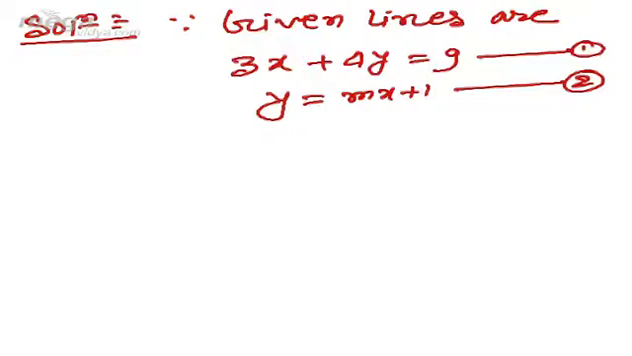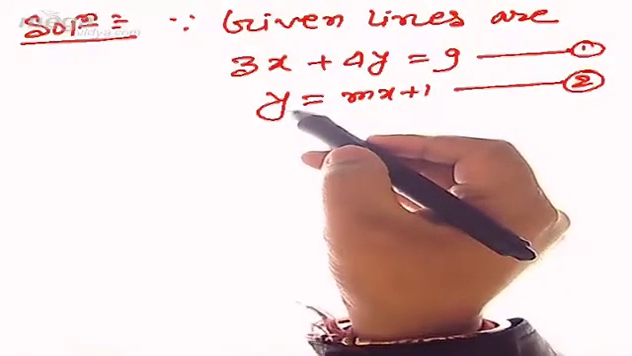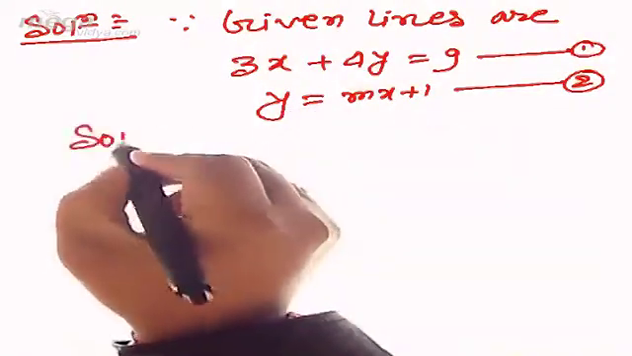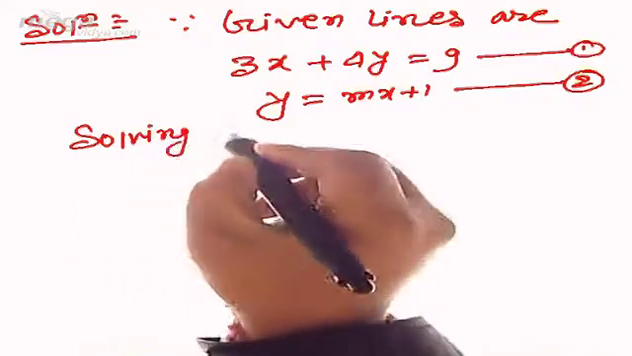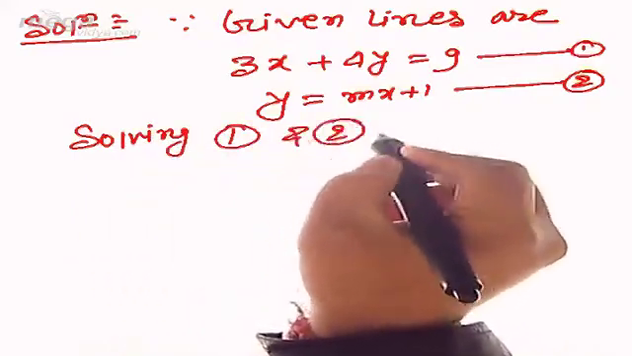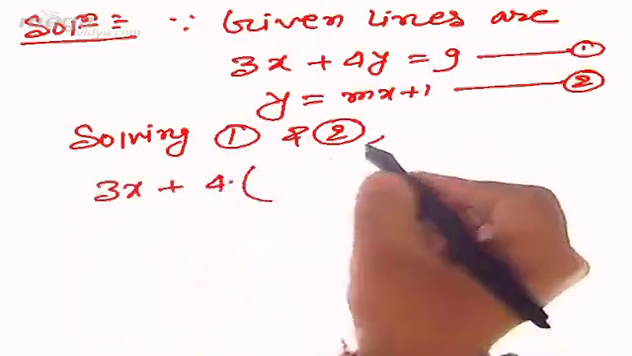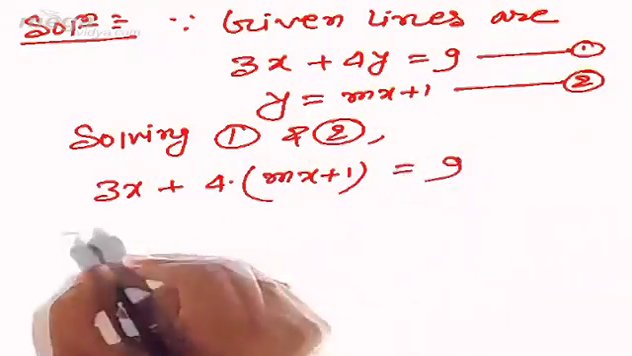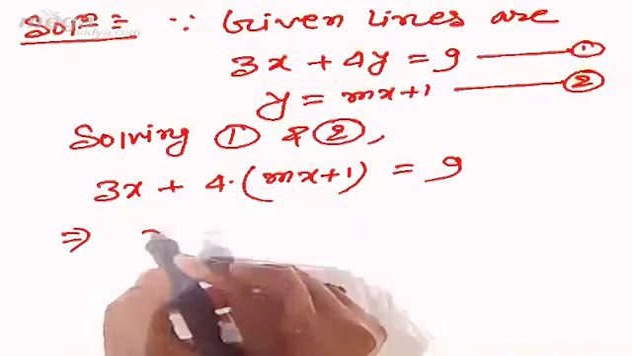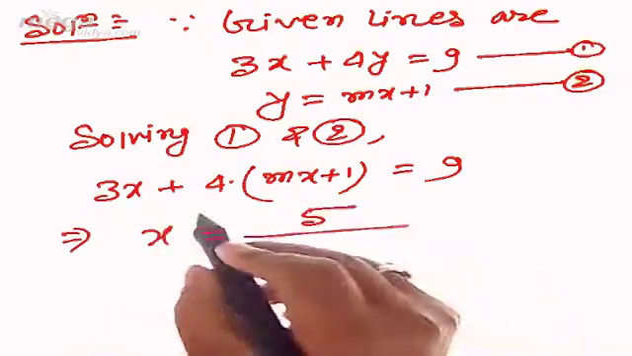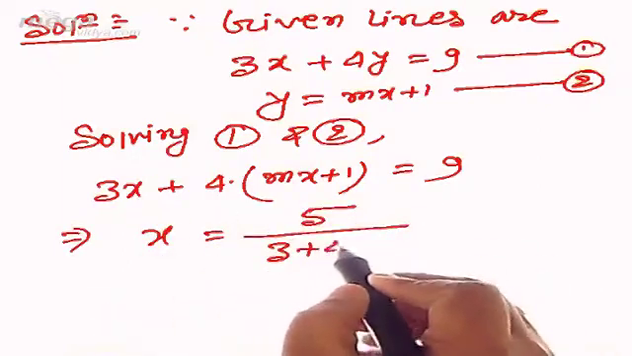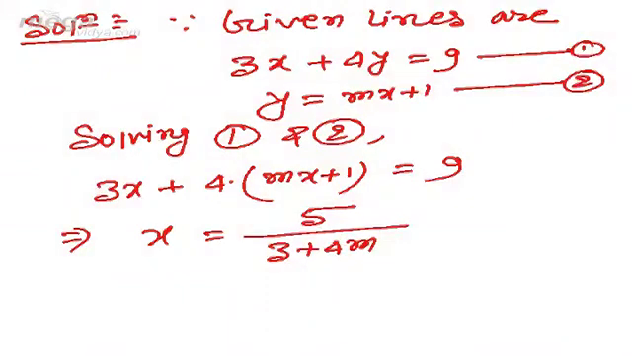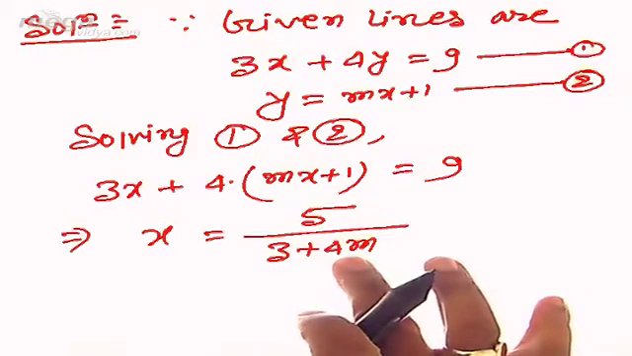See, from the second equation we will put y in the first. So I'm writing here, solving 1 and 2, it becomes 3x plus 4 into (mx plus 1) is equal to 9. And by solving this, we will find the value of x. So it comes out equal to 5 upon 3 plus 4m. And according to the question, this 5 upon 3 plus 4m should be an integer.